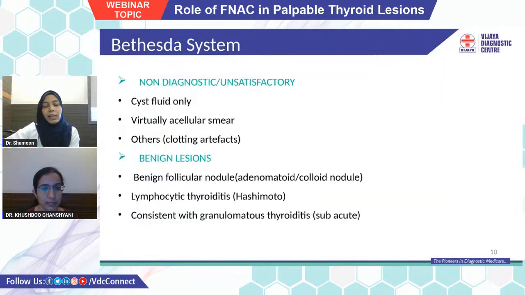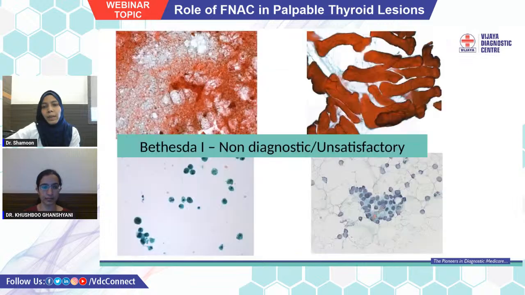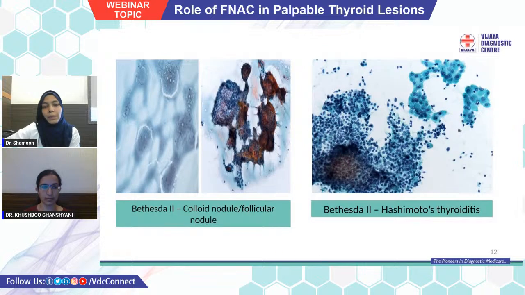The second category includes benign lesions like benign follicular nodule, which includes adenomatoid or colloid nodule. Then lymphocytic thyroiditis, also Hashimoto's, and consistent with granulomatous thyroiditis as well. I'll show you the images. The first image here is showing thick colloid with cracks and sparse follicular cells, may also contain colloid-laden macrophages. It is diagnosed as colloid nodule and falls under category 2.